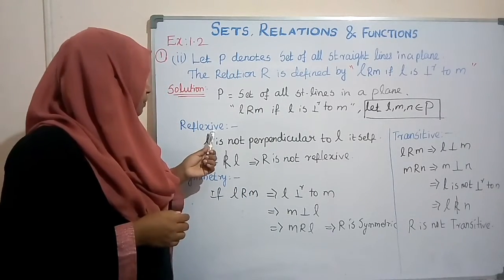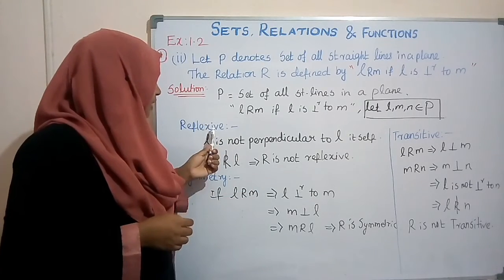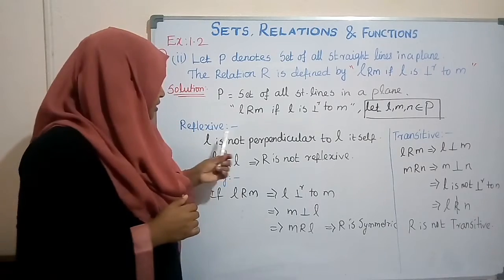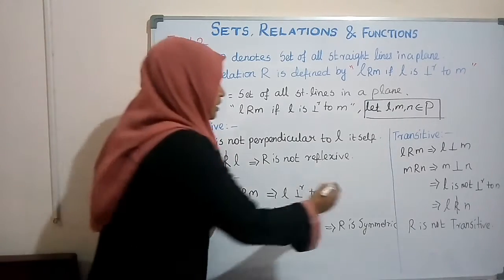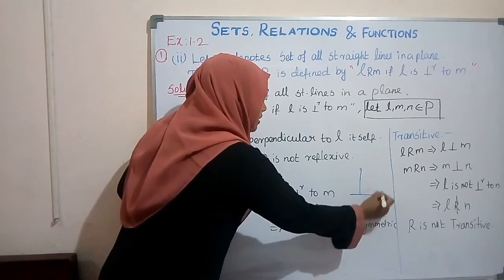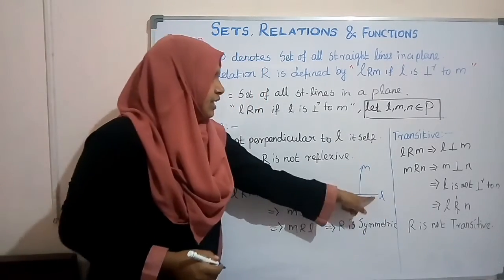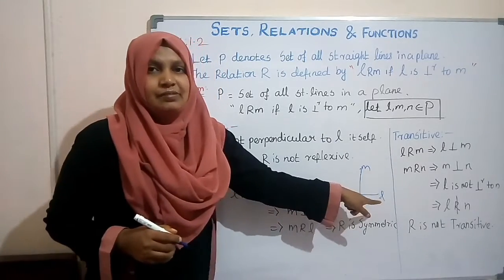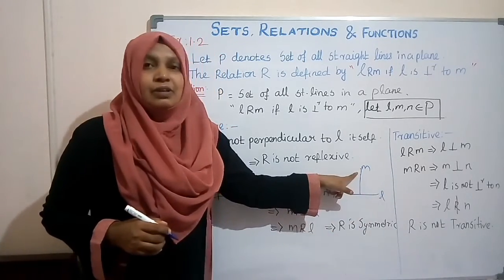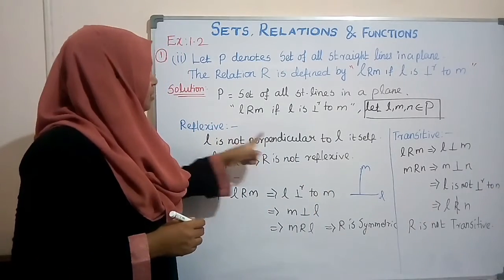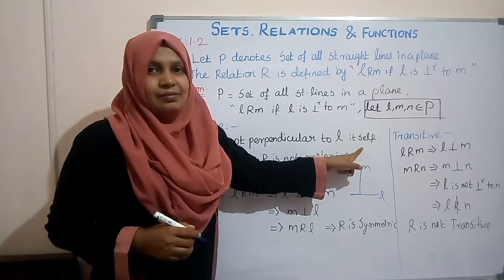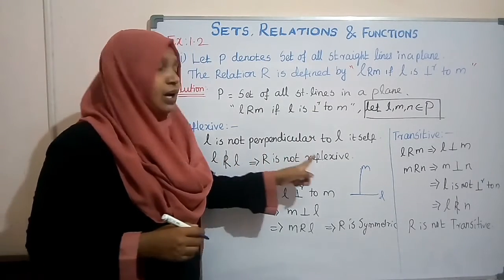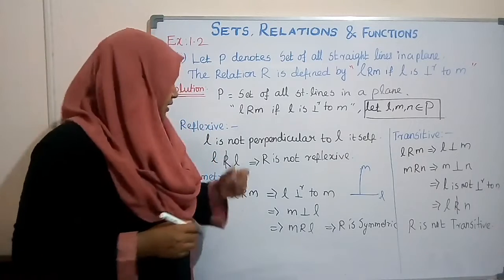Okay. So for the reflexive property, I have already written the answer. Reflexive means the element should be related to itself. If you consider two lines, l and m, we can say that l is perpendicular to m. But we cannot say l is perpendicular to itself. l is perpendicular to another line only. So l is not perpendicular to l itself. So l is not related to l. Therefore, R is not reflexive.